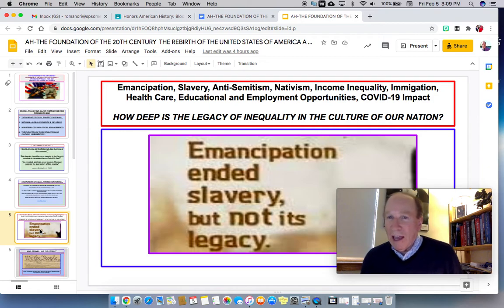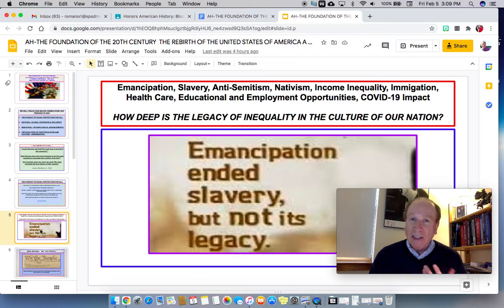The end of slavery didn't mean the end of a value system. It just simply meant the end of one of those manifestations of the power struggle, that you could no longer own people as property. But we discuss how deep is the legacy, not of slavery, but of inequality in the culture of our nation. And that relates to everything.